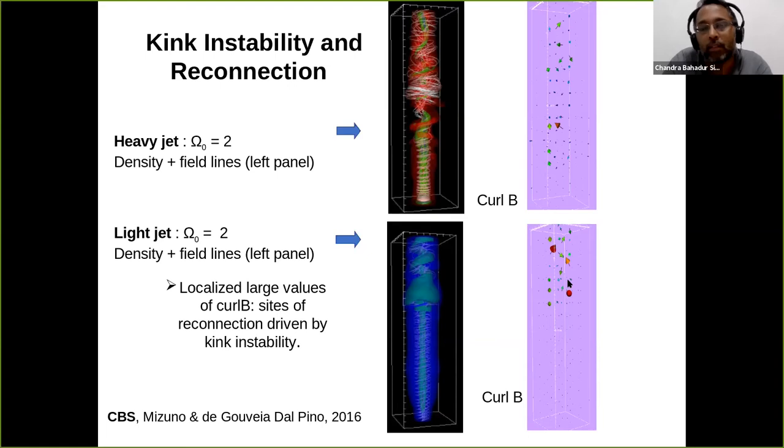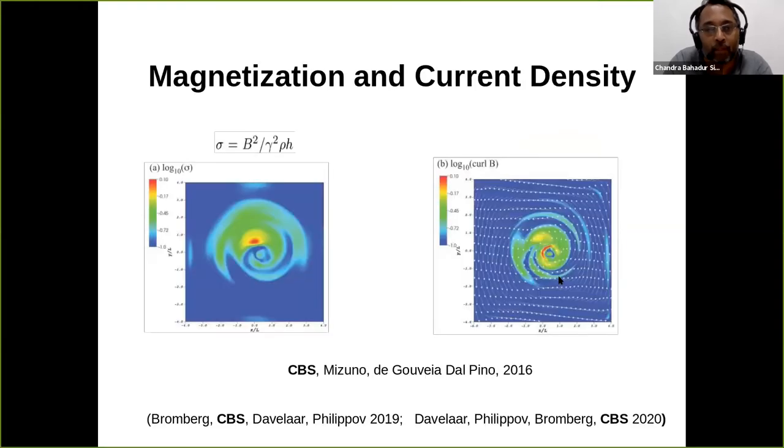These sites are the most kink-unstable sites, and also the reconnection sites in this kind of jet system. Here we can see the vertical slice of the jet, where this is the magnetization and this is the curl of B. In the region where there is a drop in magnetization, there is a sharp increase in the curl of B, because the current density is generated.